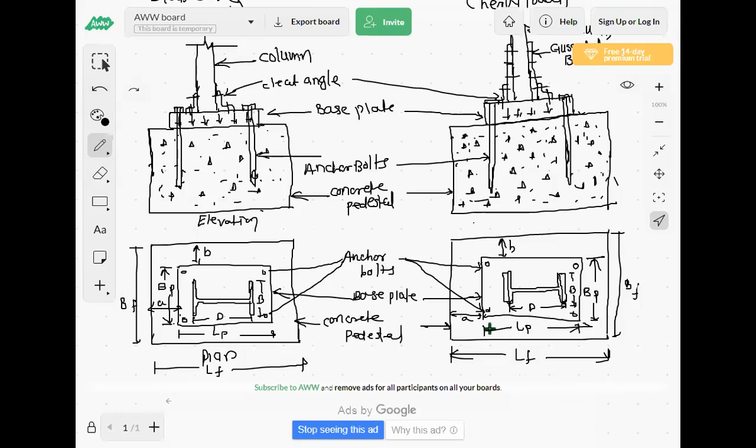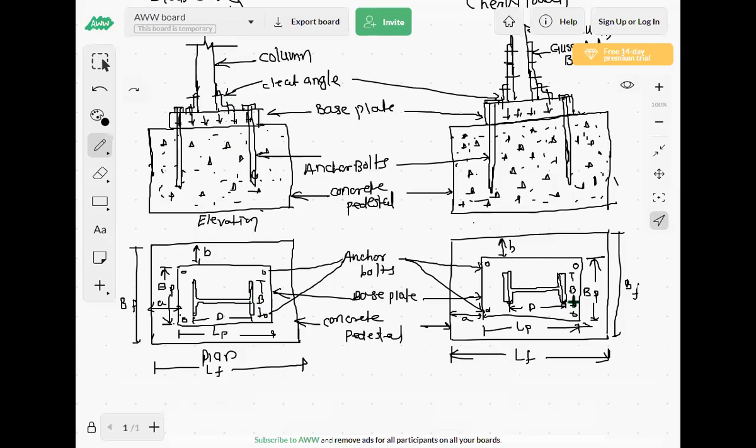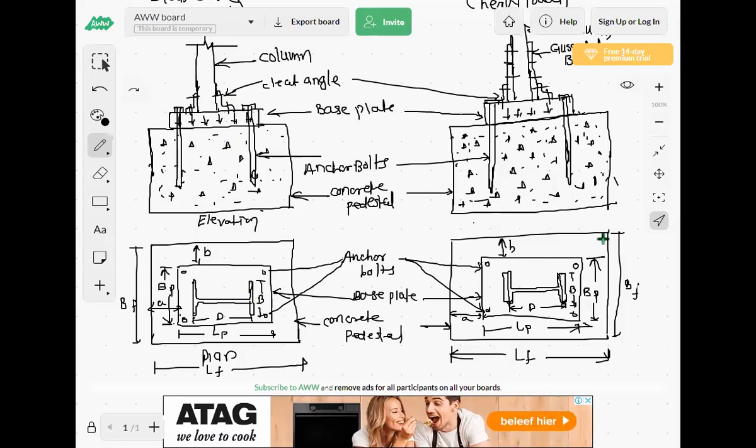See the various components of the column base. At the bottom, the concrete pedestal is there, it means the foundation is there. Above the foundation, the base plate is provided. Above the base plate, the column is rested, and the column is connected by the cleat angles. In the gusseted base, again you can see here, the concrete pedestal is at the bottom. Above the concrete pedestal, the base plate is provided. After the base plate, the column is rested, and this column is connected with the gusseted base.